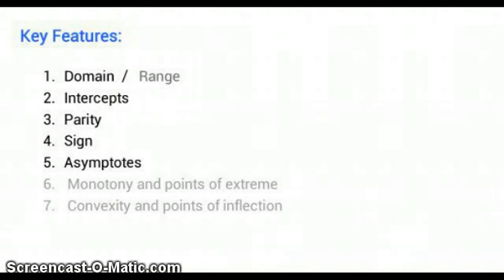If you think that these are too many key features, just think of a story. Let's say, for example, I'm hiring you to build a highway, and you might have some questions. The questions that you might have might include, in the first place, where should I start? Where do I end it? So this would be the domain.